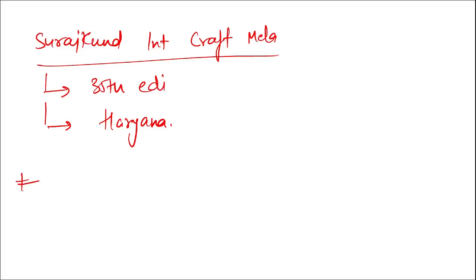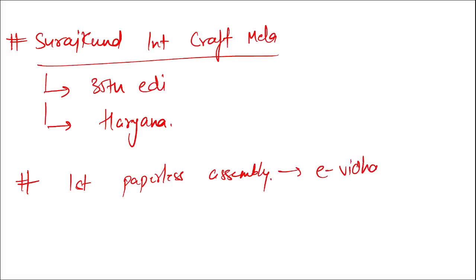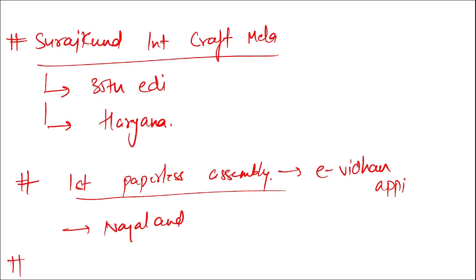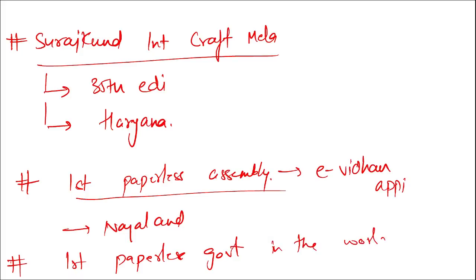Then tell me, which assembly became the first paperless assembly by implementing the e-Vidhan application? Tell me, first paperless assembly. It is of Nagaland. And if I ask you, which is the first paperless government in the whole world? It will be the Dubai government.